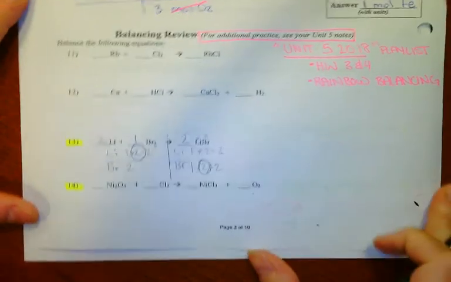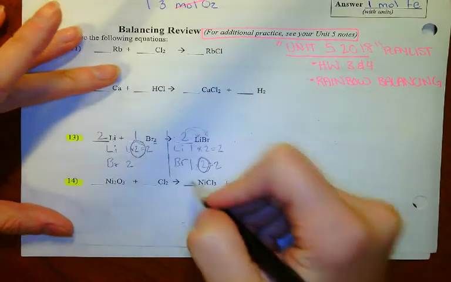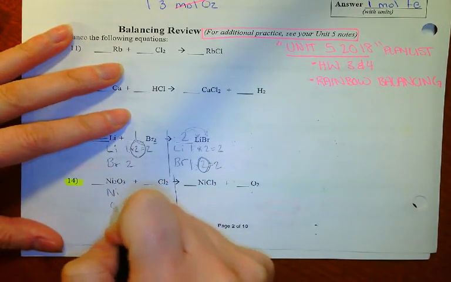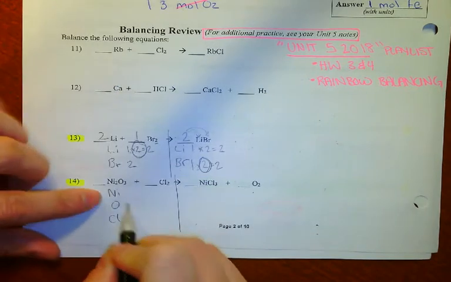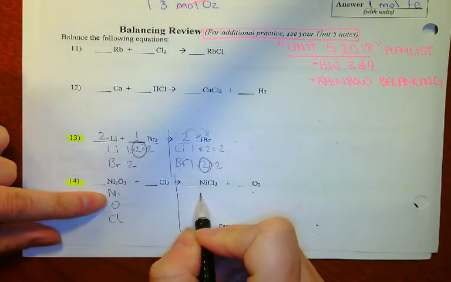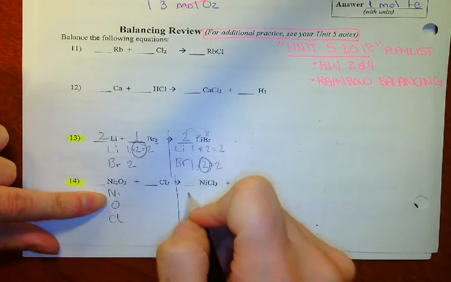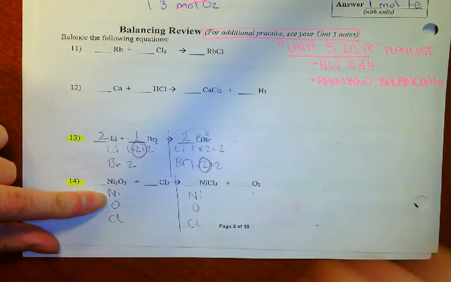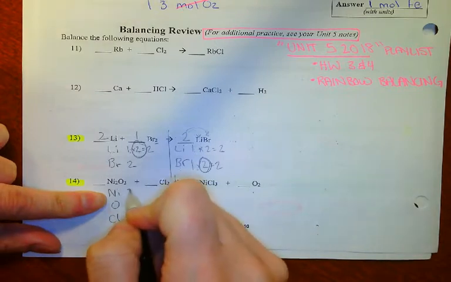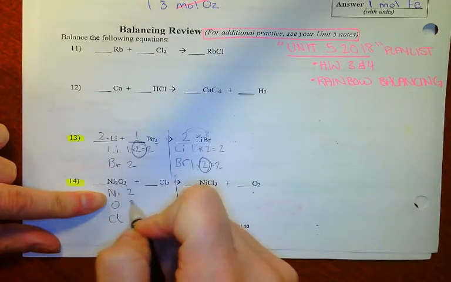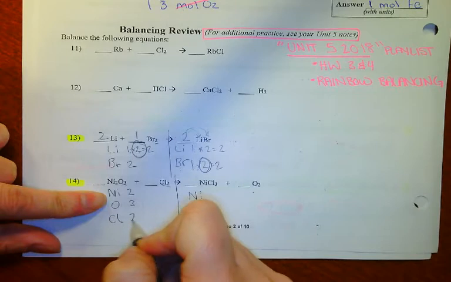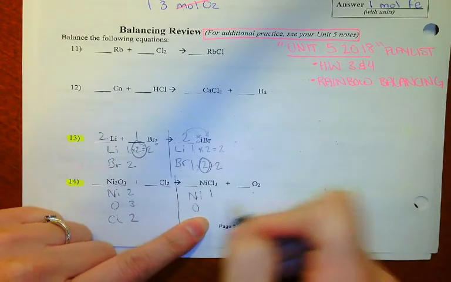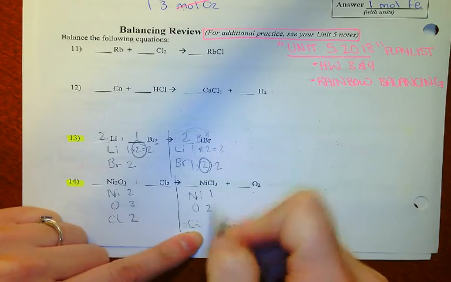Right down for this one, this is a single replacement reaction. So we cut it in half. Say nickel, oxygen, chlorine. And then I want to write them in the same order over here, even though it's not in the equation. That's fine. Nickel, oxygen, and chlorine. Okay. I have 2 nickel, 3 oxygen, and 2 chlorine. On this side, I only have 1 nickel. I have 2 oxygen. I have 3 chlorine.